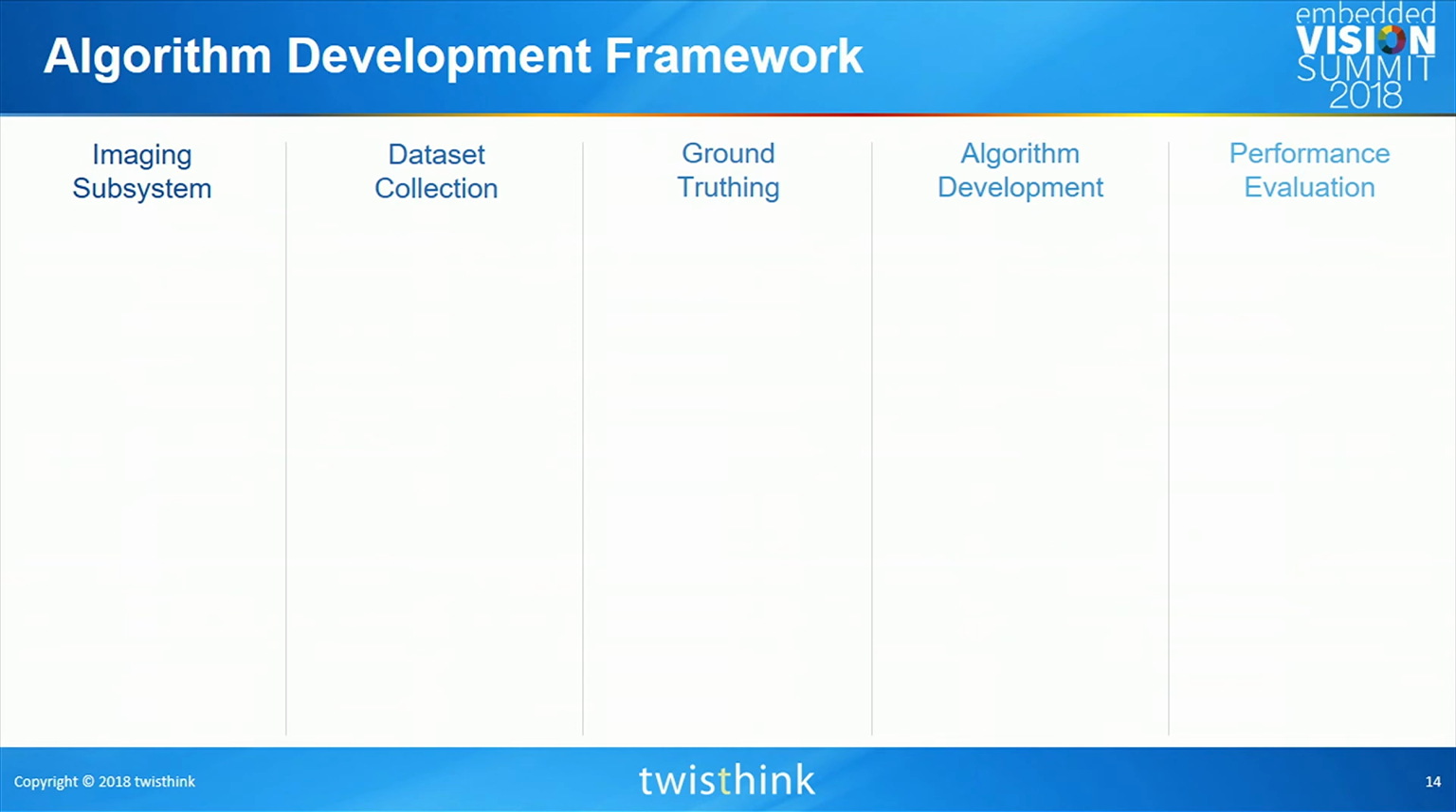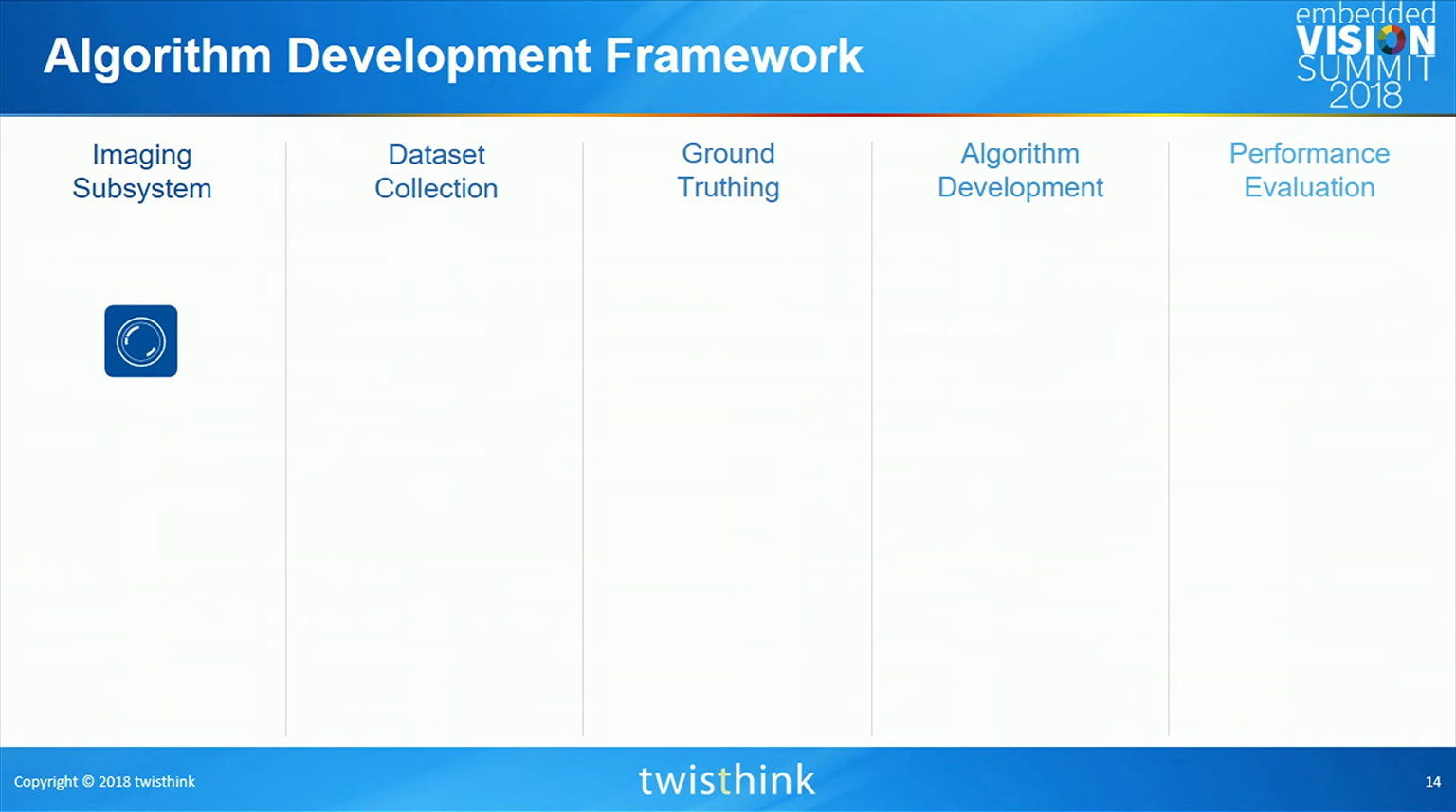And we use a framework. We call it the algorithm development framework, which has 5 sections: imaging subsystem, data set collection, ground truthing, algorithm development, and performance evaluation. And we're using this framework to allow us to collect data, manage data, process data, and to develop and evaluate efficiently.